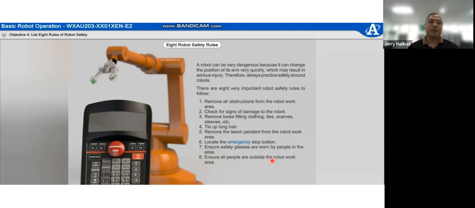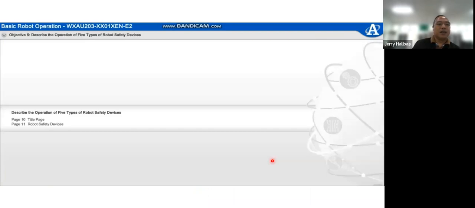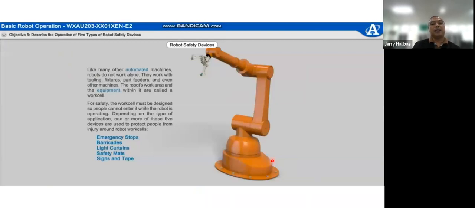Okay, so na may pangutana. Okay, so let's continue. So describe the operation of the 5 types of robot safety devices. So what are those? Emergency stops, barricades, light curtains, safety mats, signs, and tape.